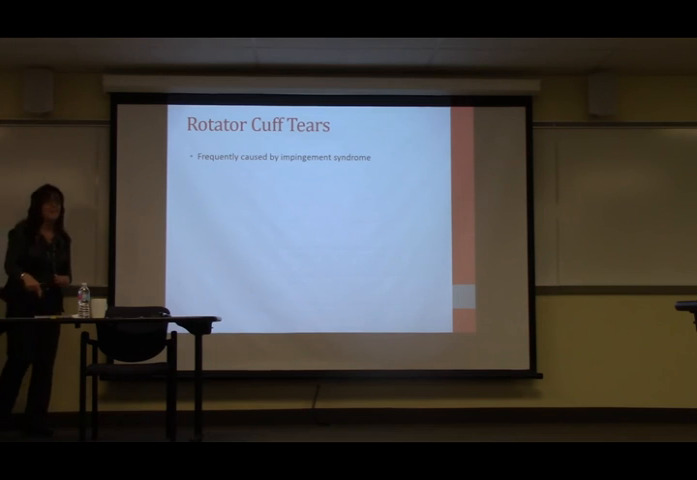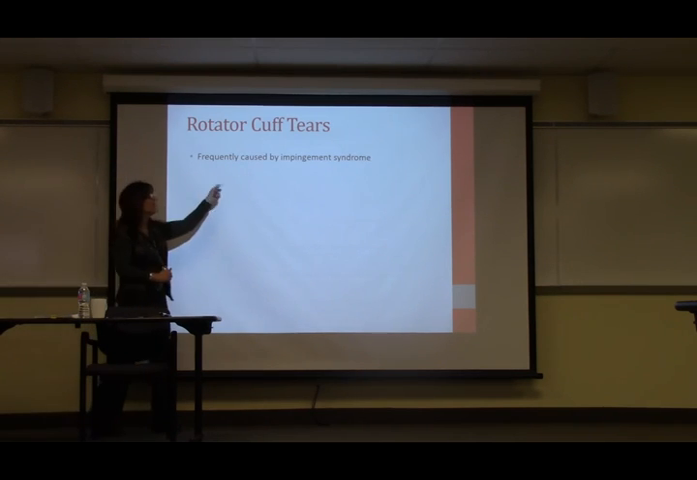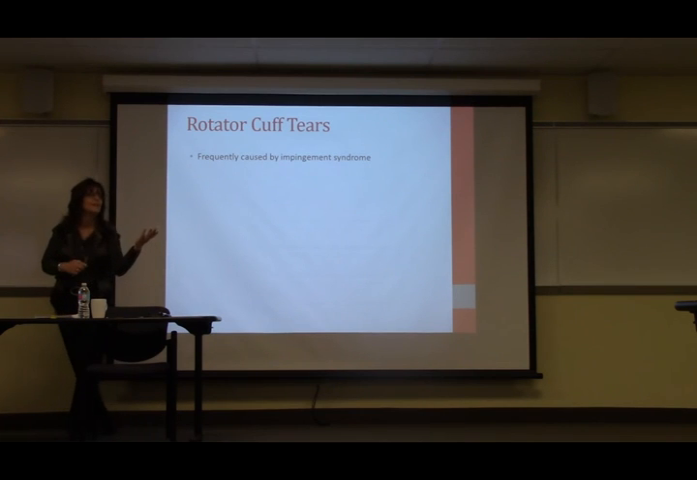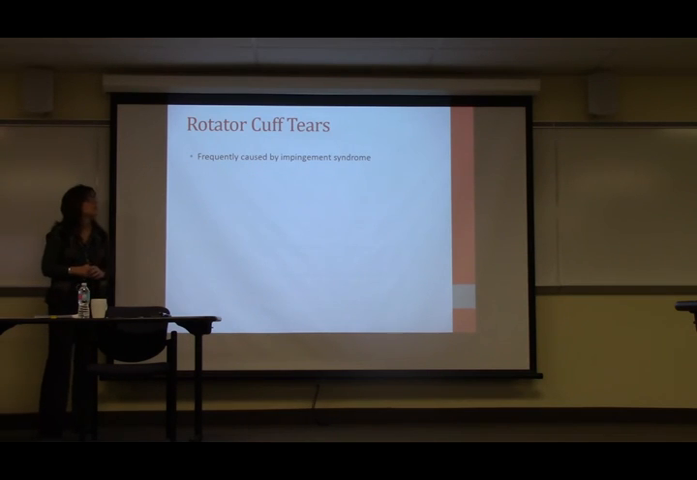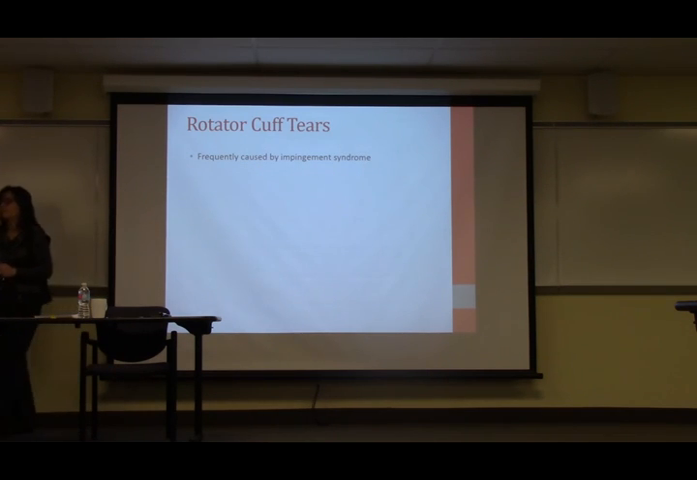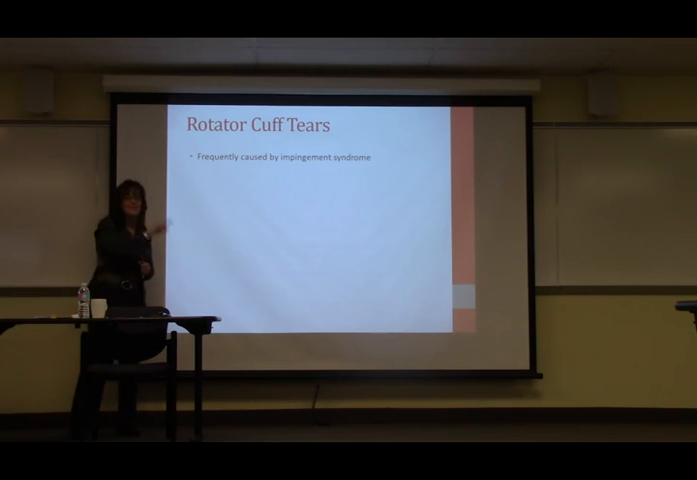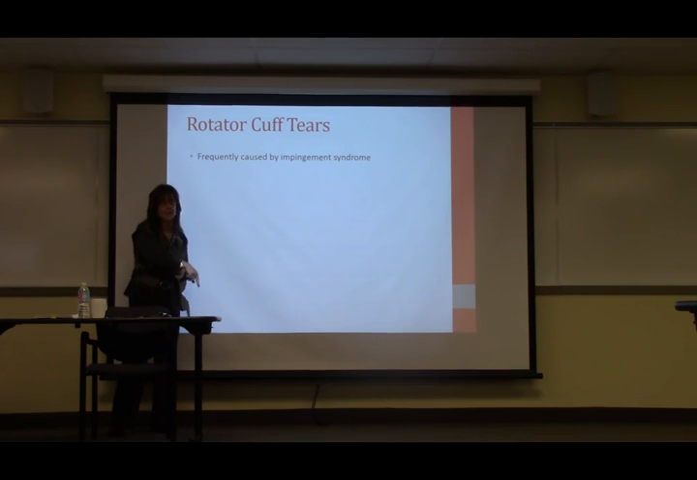So pathology of the rotator cuff is frequently caused by impingement syndrome, and that muscle would be what? Supraspinatus. Yeah. So frequent supraspinatus tear caused by impingement, which was a root cause by instability of the humeral head, which was the root cause by rotator cuff weakness.